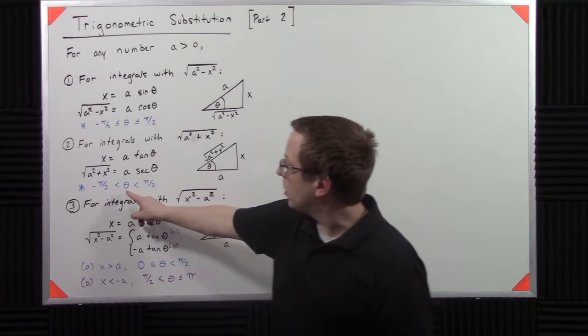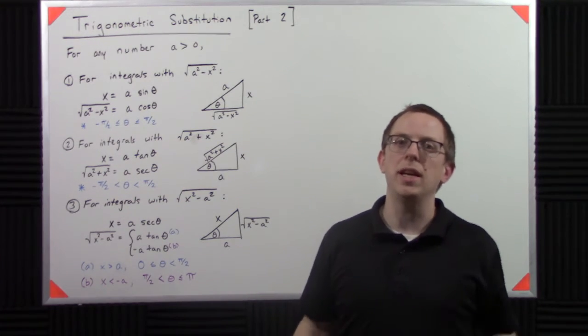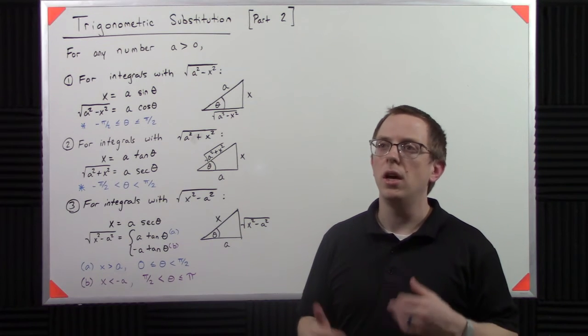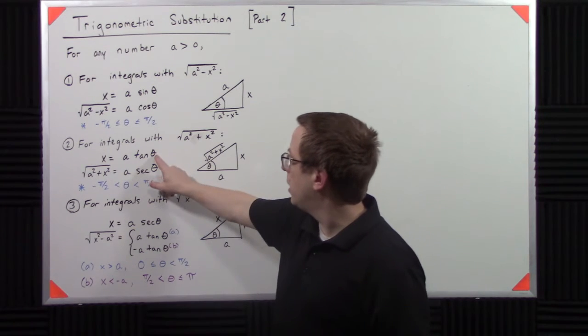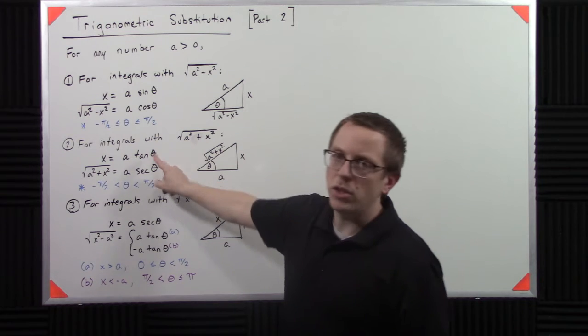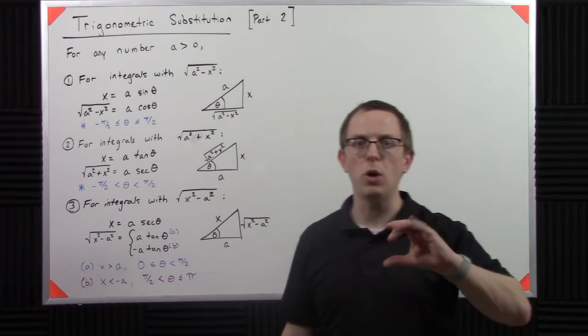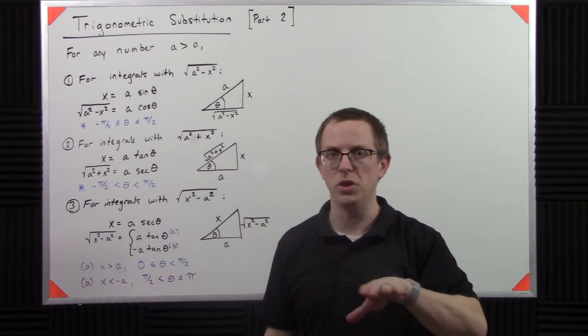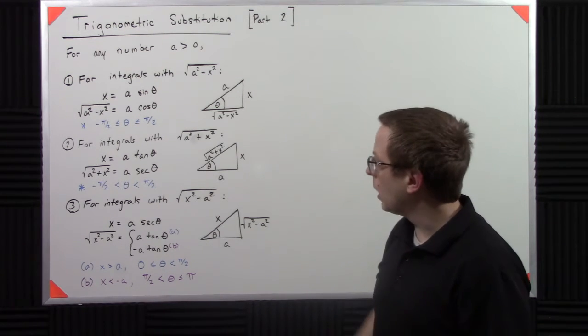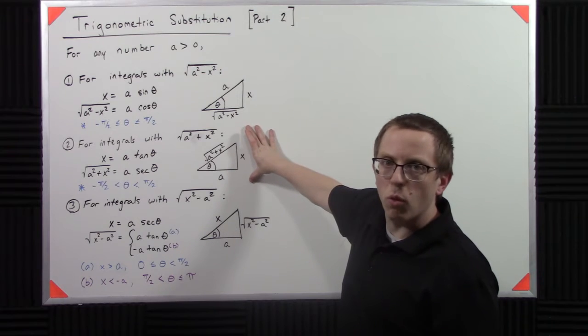Now, in this particular case, your theta has to be restricted. It cannot include the endpoints. And the reason for that really is that tangent of theta is not defined at pi over 2 because it's sine over cosine. Cosine of pi over 2 is 0, so it doesn't work. So anyway, that's the form here.